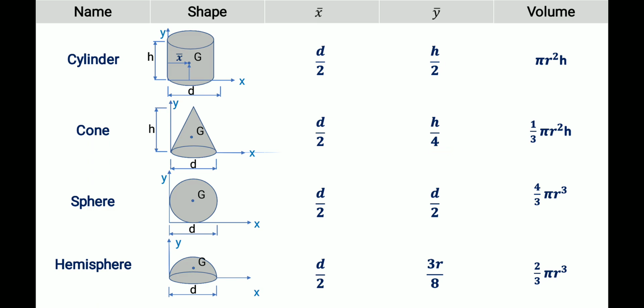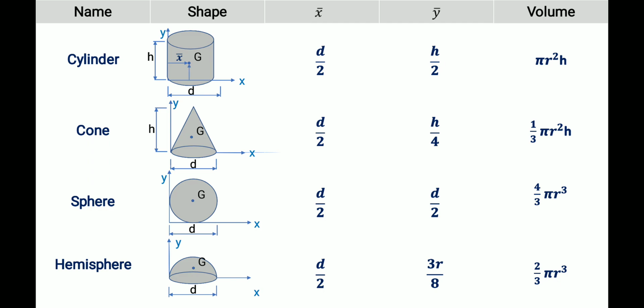Don't confuse it. Then sphere, we know the diagram. Spherical shape. For a sphere, the x bar value is d by 2 and the y bar value is also d by 2. The formula for volume is 4 by 3 pi r cube. Then hemisphere, the half portion of the sphere. Here the height value is 3 r by 8. This is somewhat different value. And the volume of the hemisphere is 1 by 2 of the sphere, that is 2 by 3 of pi r cube.